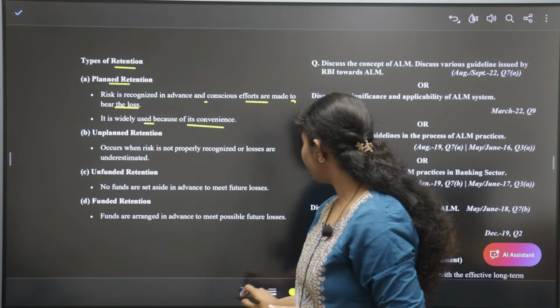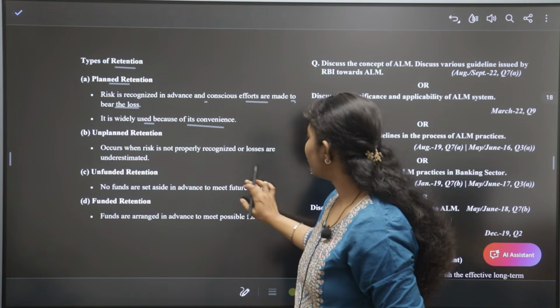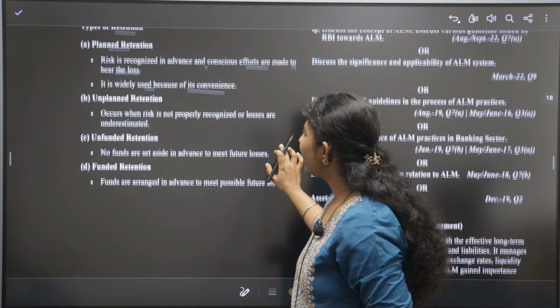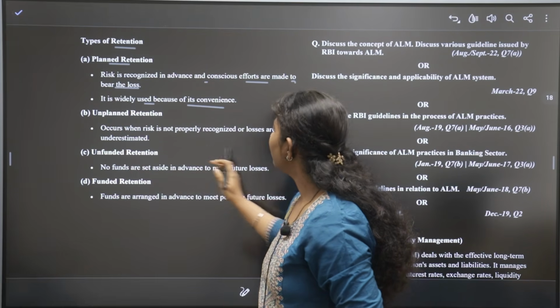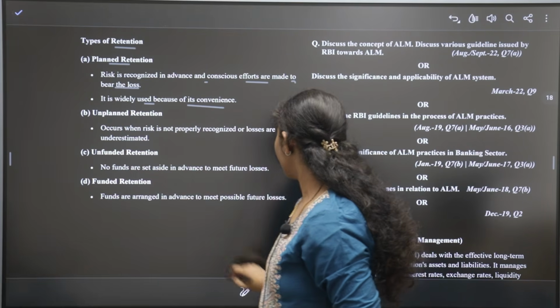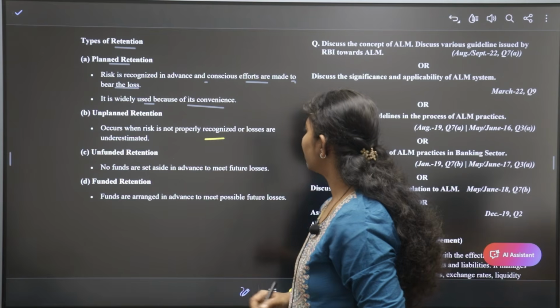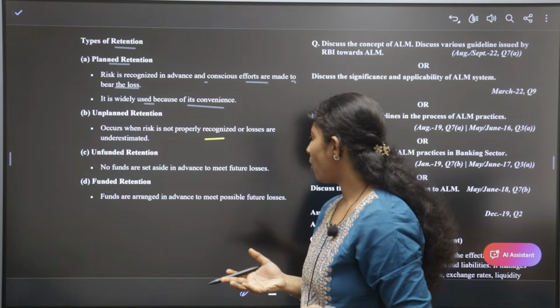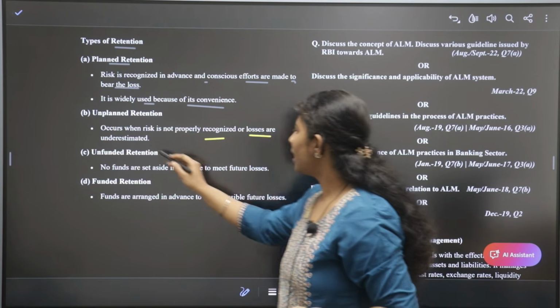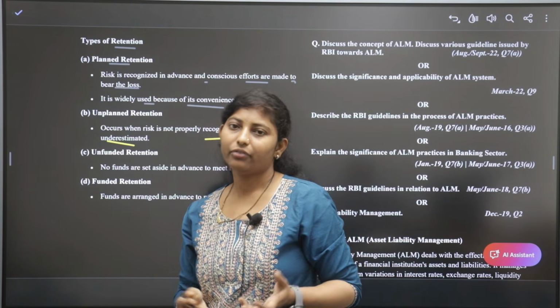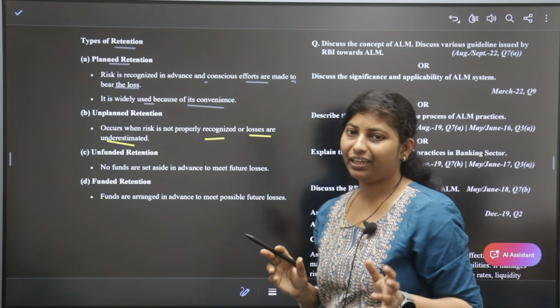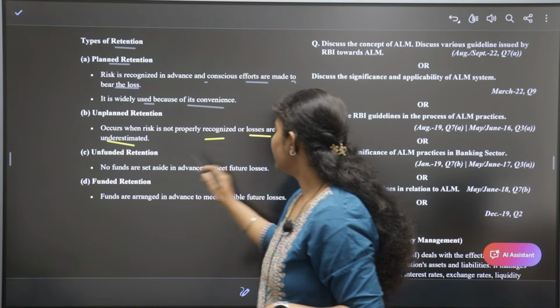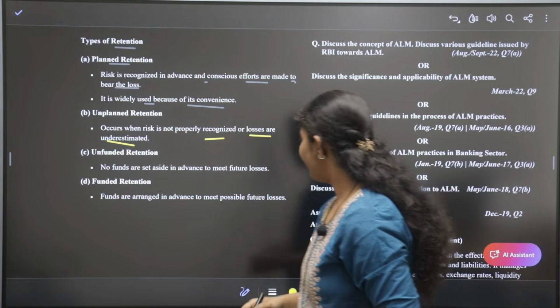So this method has been widely used in companies because it is very convenient. Next, unplanned retention. It occurs when risk is not properly recognized. Unplanned retention is nothing but we are not aware of it properly. Our losses are underestimated. We took it very lightly. So such losses will be underestimated in a company.